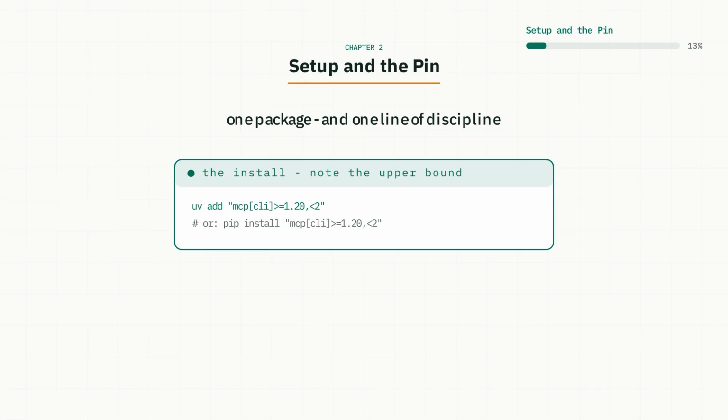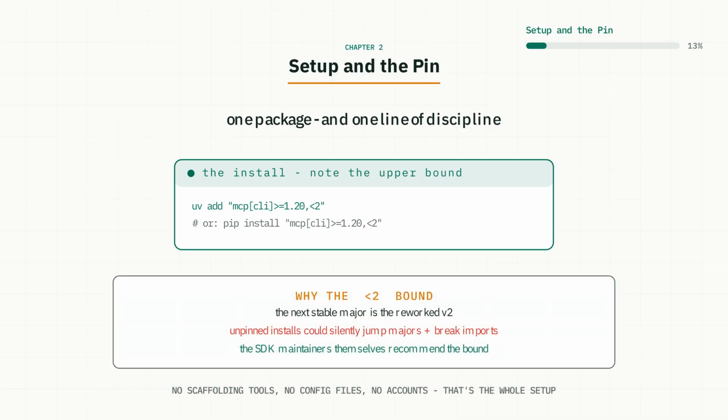Why the bound? Because the package's next stable major is the reworked version 2, and when it lands, an unpinned install could silently jump majors and break your imports. The SDK maintainers themselves recommend the bound until you've migrated deliberately. 1 line of discipline now, 0 surprise breakage later. That's the whole setup. No scaffolding tools, no config files, no accounts.